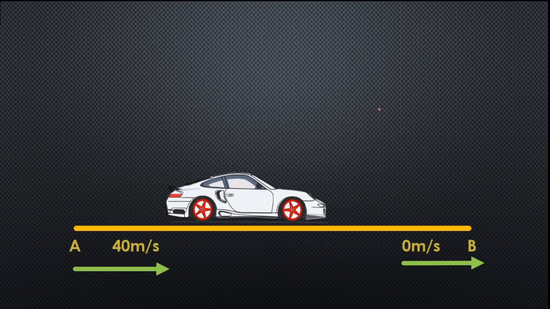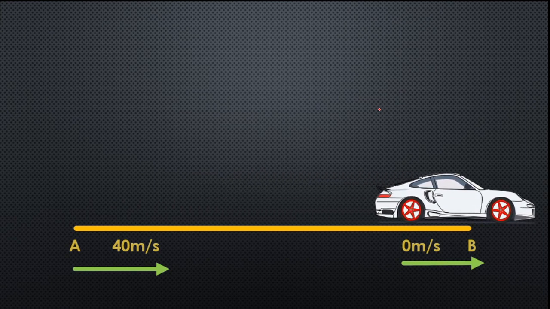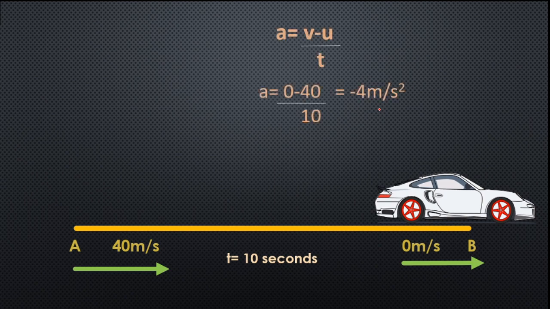Let's understand another example. A car is again moving on the road with a velocity of 40 meters per second. Now, after moving some distance, it comes to rest. If it comes to rest, then its velocity becomes 0 meters per second in 10 seconds. Now, if I calculate its acceleration, it will come out to be 0 minus 40 upon 10, that is minus 4 meter per second square.